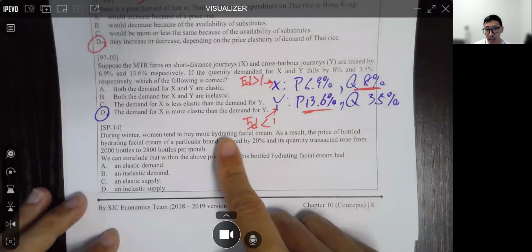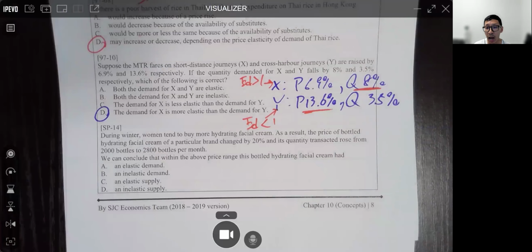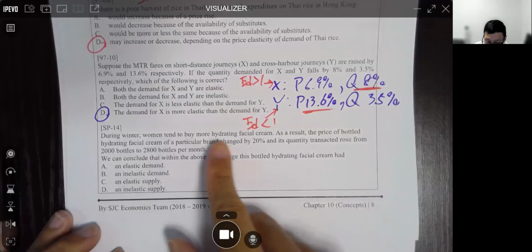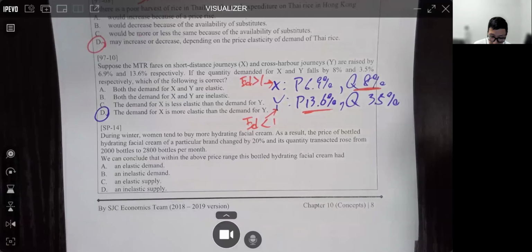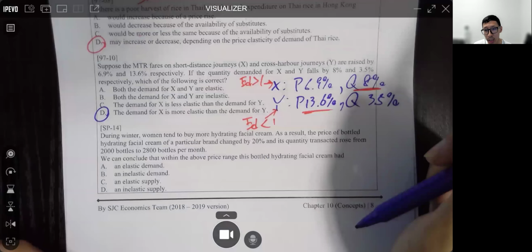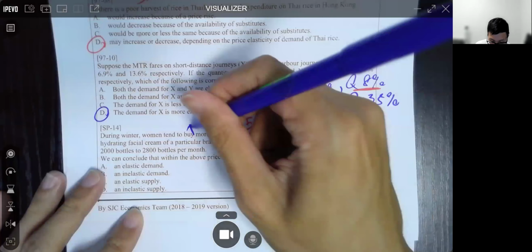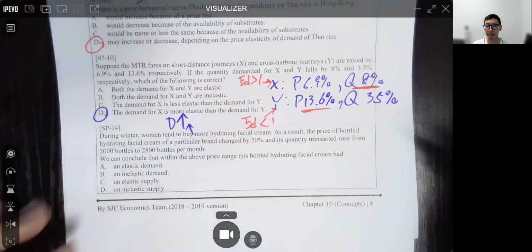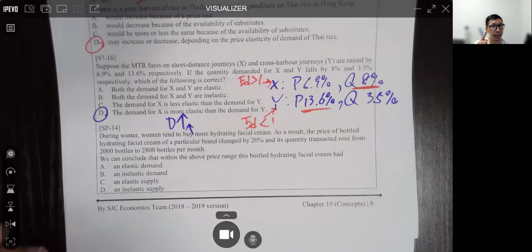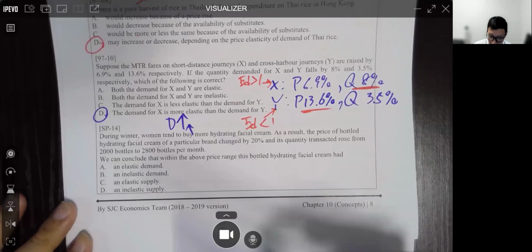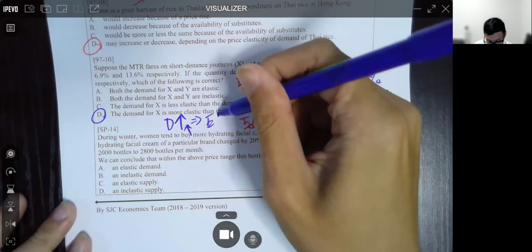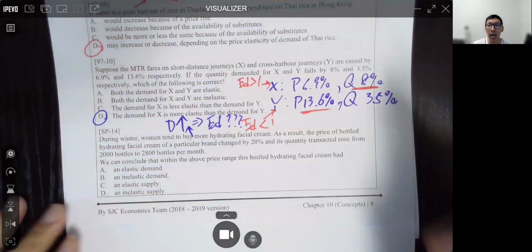It says that in winter people tend to buy more hydrating facial cream. Be careful. They buy more cream in winter. What is happening? This is an increase in demand. We talked about that in the previous two videos. If this is a change in demand, can we conclude anything about ED? No. Therefore, these two answers, A and B, must be wrong.